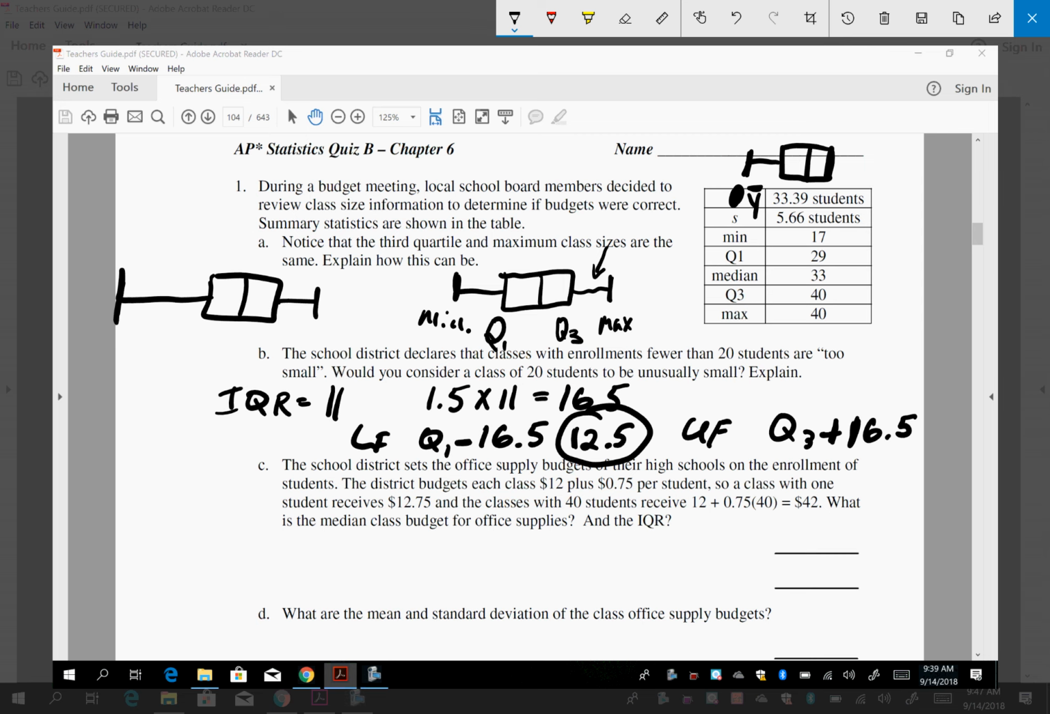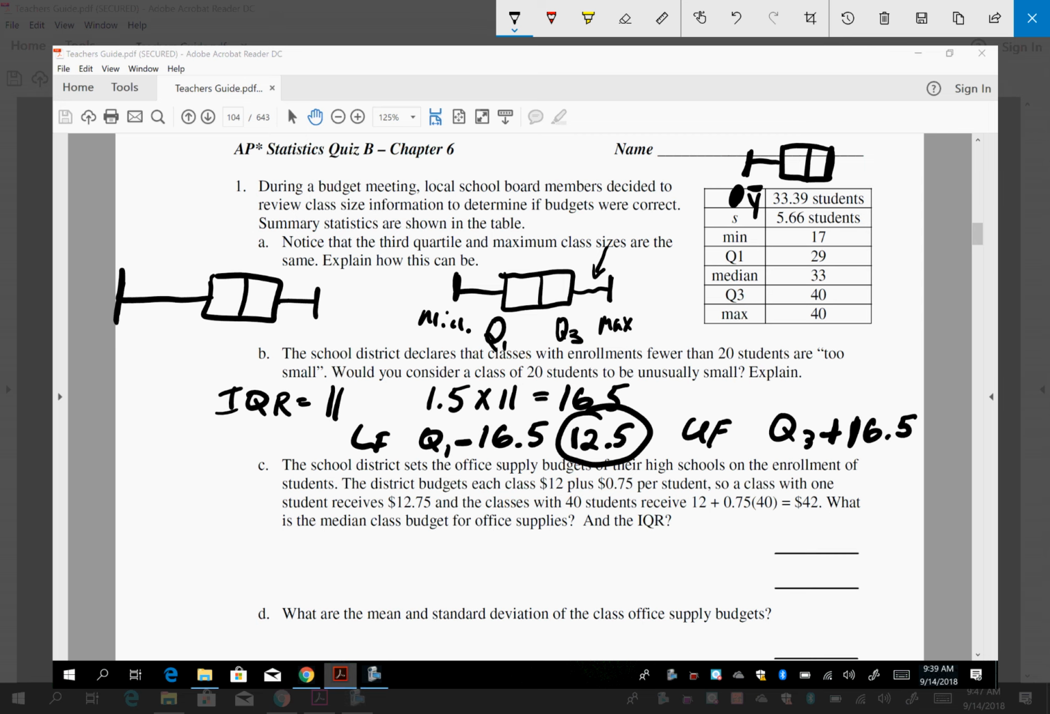So the upper fence would be quartile 3, 40 plus 16.5, which is 56.5. But if quartile 3 and the maximum are the same, you won't have an outlier because you're adding something to quartile 3 to get the fence. If I add a number to that, will I ever have a number greater than that fence? I won't. You can't, because it's the same. All right, so we don't have any outliers.